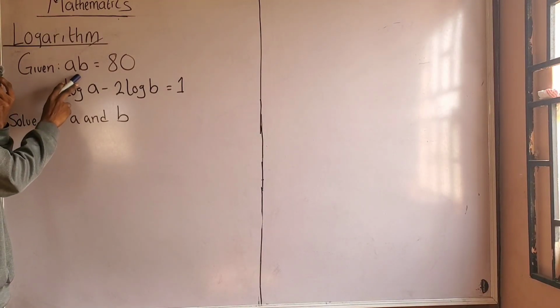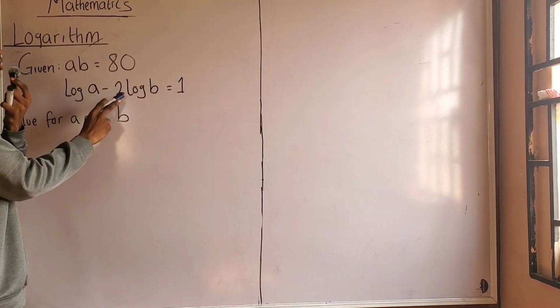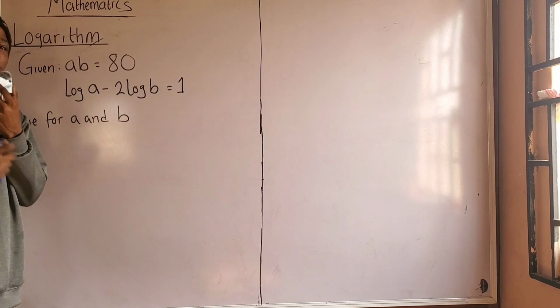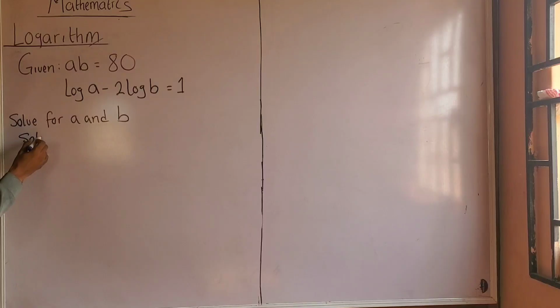Given that AB equals 80 and log A minus 2 log B equals 1, we are asked to find the value of A and B. Okay, solution. Please, I want you to pay attention. We're going to call this.